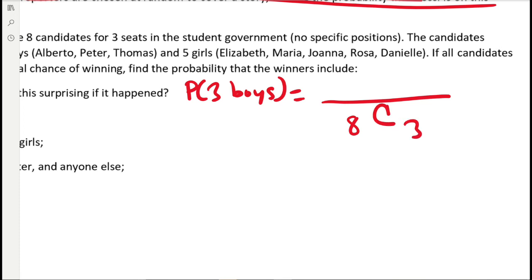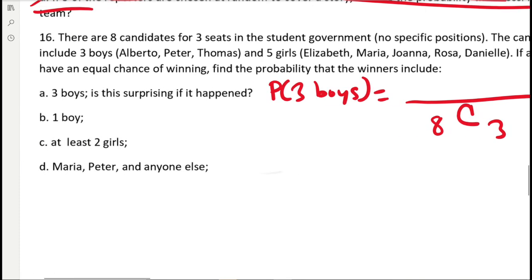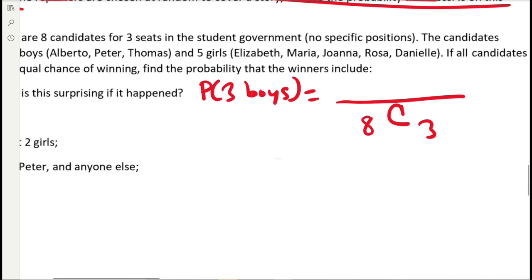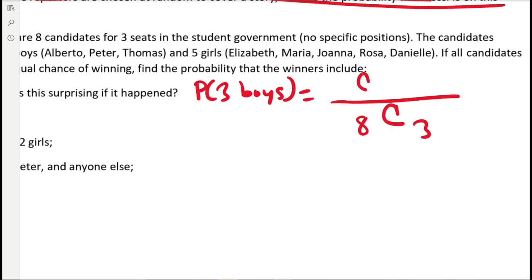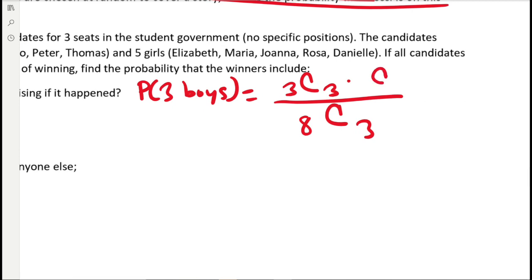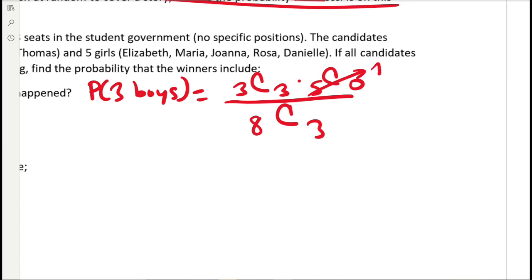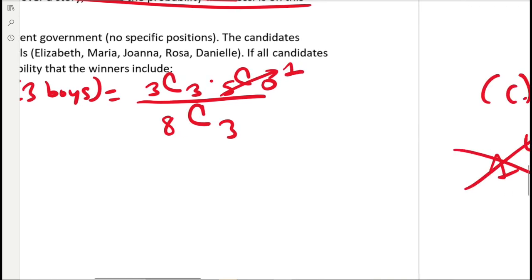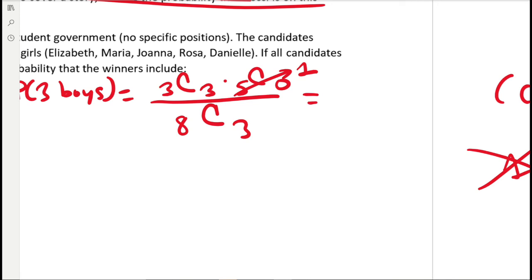8 people choose 3. Now our numerator, we have 3 boys, and we only have 3 seats. So we're choosing 3 from 3 boys. And then for the girls, we're choosing none of the girls from 5. So you don't really have to include this because that's just going to be 1. It's not going to do anything to the problem. And there's only one way of choosing that. So if you were to calculate it, you would just get the fraction 1 out of 56.